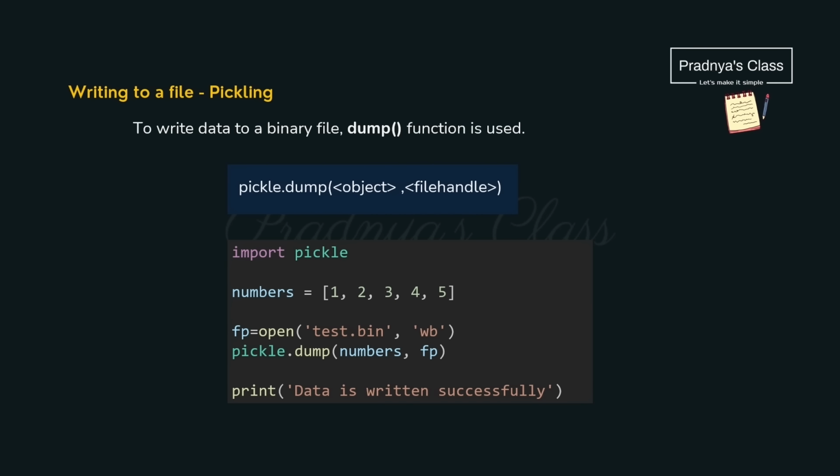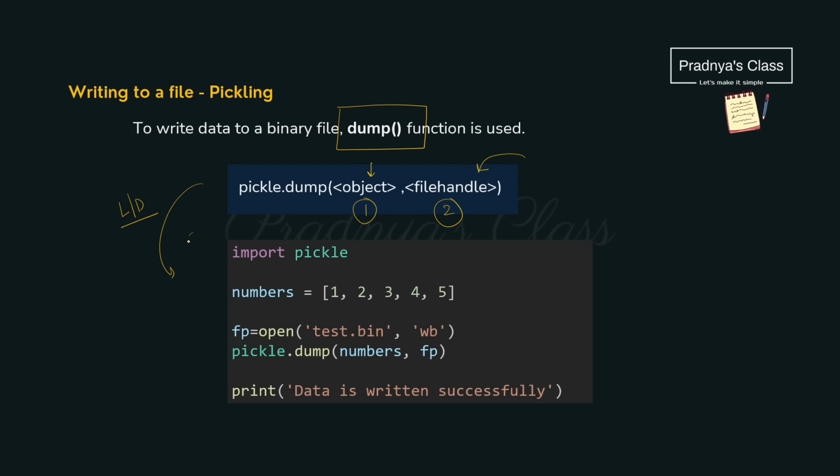Alright, now let's try to understand how to write data to the binary file. For that we will be using the dump function. This is the first parameter, object, and here is the second parameter. Object is nothing but a data type provided by Python. Generally it will be a list or dictionary. And we know what a file handle is, which will get created with the open function.